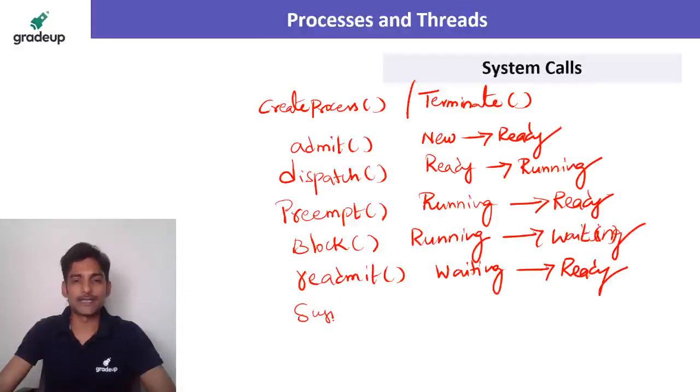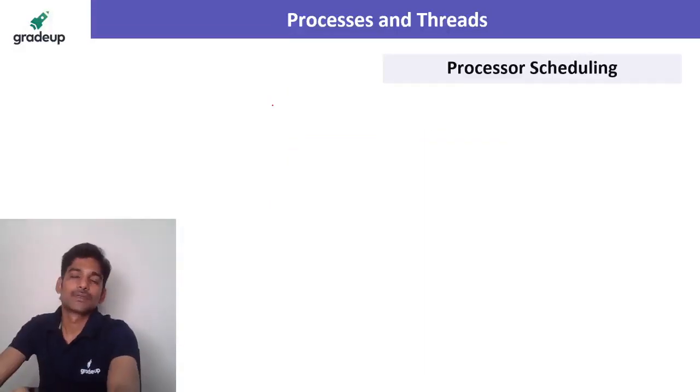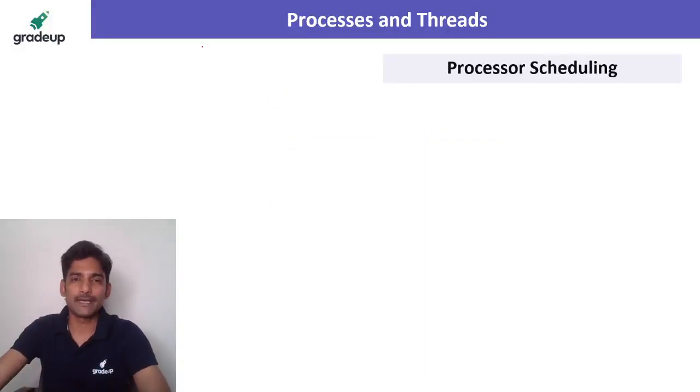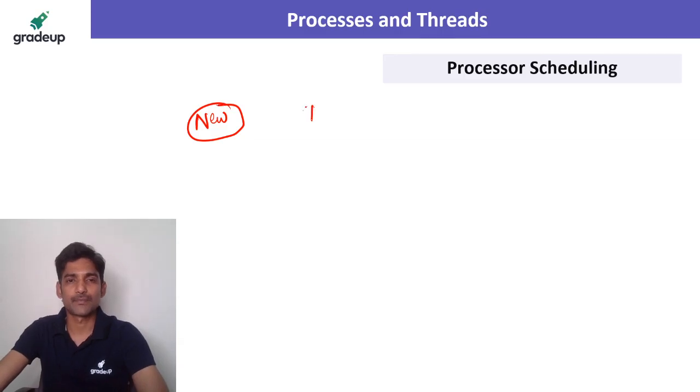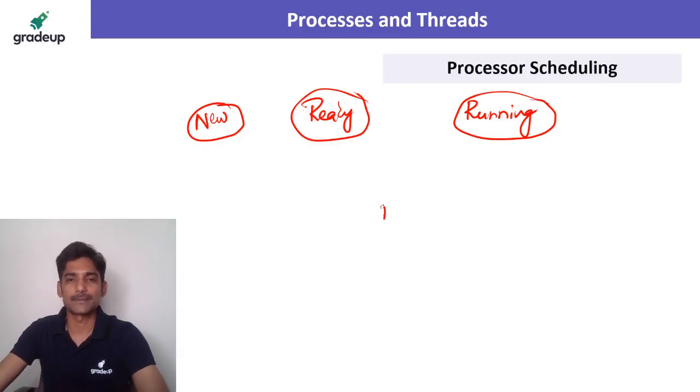And suspend is the system call for blocked state too. Whenever we have this number of states: new state, ready state, running state, blocked state and exit state.